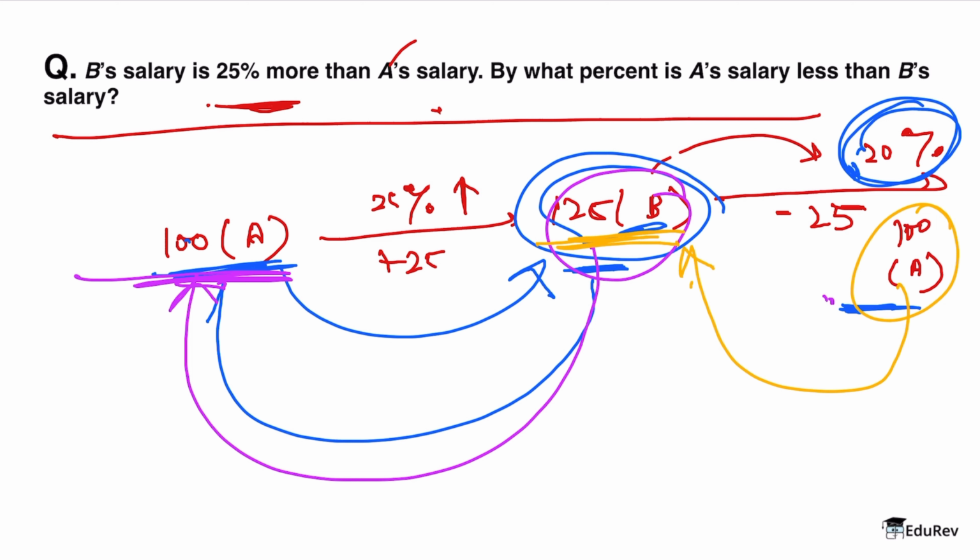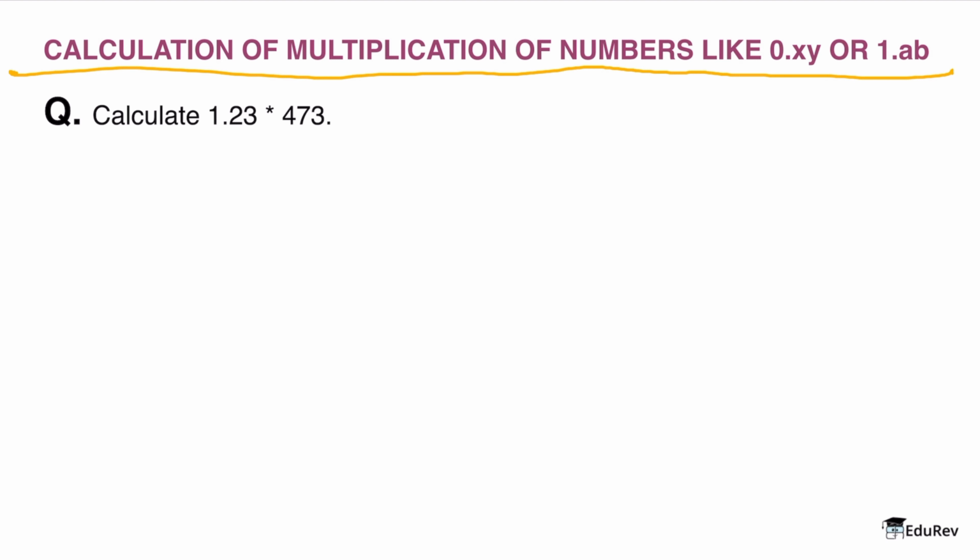So let's move forward to the next topic, that is calculation of multiplication of numbers like 0.xy, 1.ab. Now in my opinion, the multiplication of any number by a number of this form should be viewed as an addition or subtraction situation and not as a multiplication situation. Let me explain how. Let's calculate 1.23 times 473. Understand this very carefully.